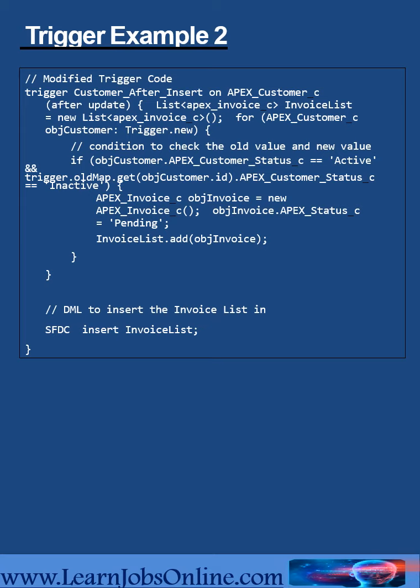We have used the trigger.oldMap variable, which, as explained earlier, is a context variable which stores the ID and old value of records which are being updated.